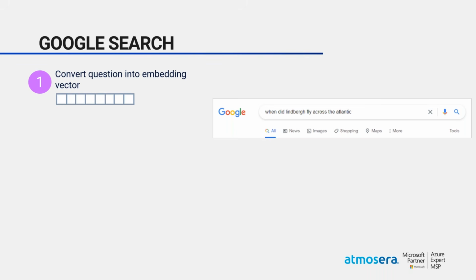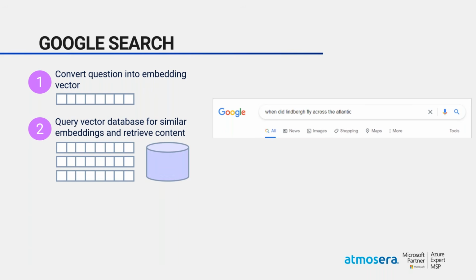The first thing Google does is it uses a deep learning model to convert the question that you asked into an embedding vector. An embedding vector is just an array of floating point numbers. It's typically 1 to 2,000 numbers in length, but the length varies. The idea behind an embedding vector is that with all those floating point numbers, it captures the context and the meaning of the text that you passed into it. Google then takes that embedding and it queries a vector database for similar embeddings.